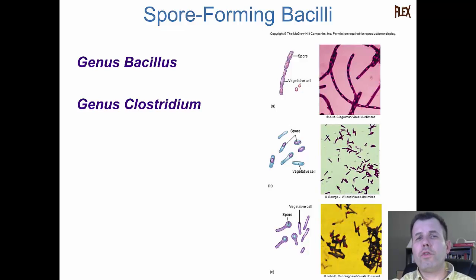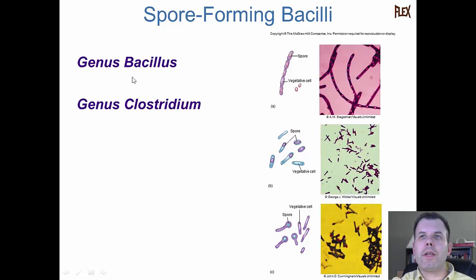All right, so the first two we're going to talk about are the spore formers. And so remember, they make endospores. Those endospores are really tough to kill. And so you have to think about that. That's storing your DNA in kind of like a time capsule that can come out again at any time when the conditions are right. The two groups we're going to look at are Bacillus and then Clostridium.